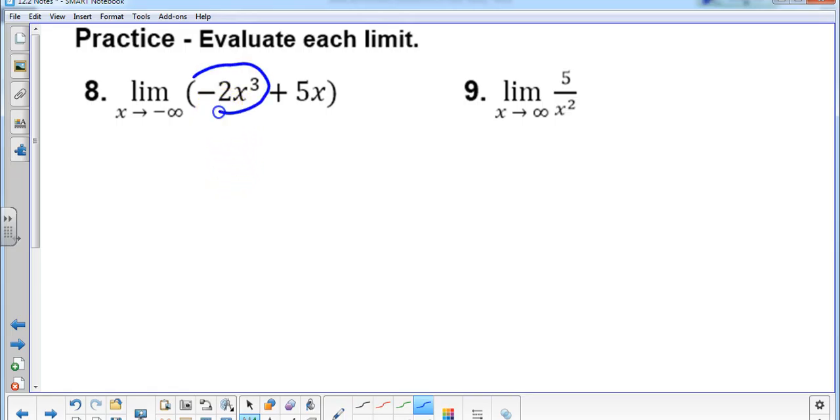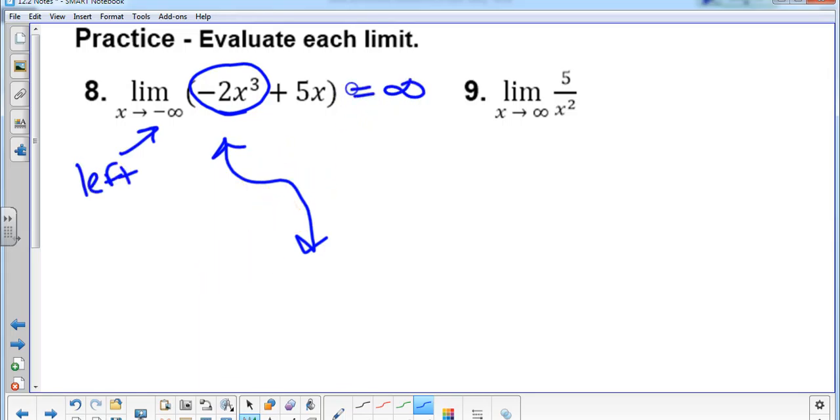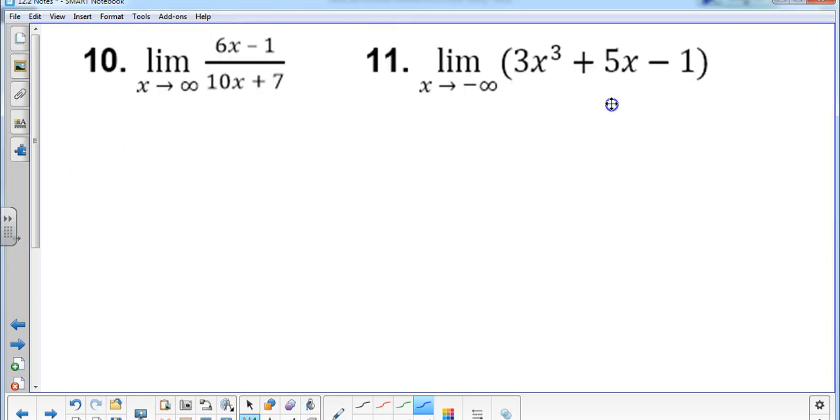Okay, it's polynomial, so we only look at this guy. Yep, left end is up, and that's exactly what this is asking. Negative infinity means left. Y values are going up, so we say infinity. What about this one? Yep, 5 divided by infinity squared is going to approach 0. The limit will be 0.